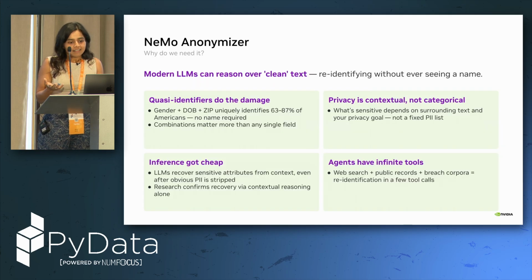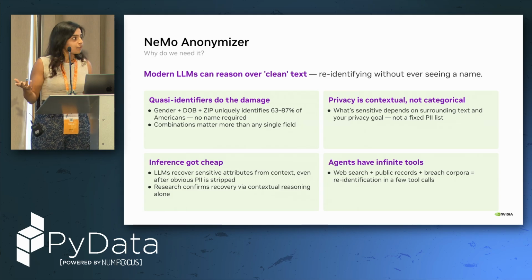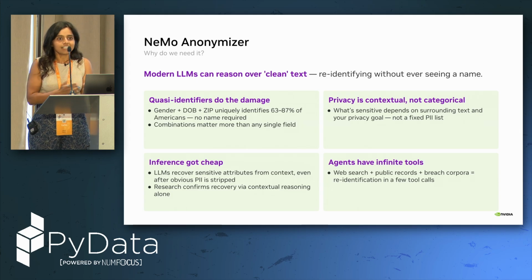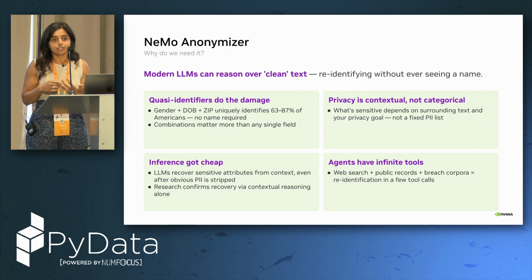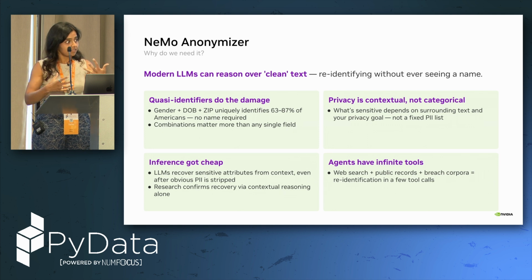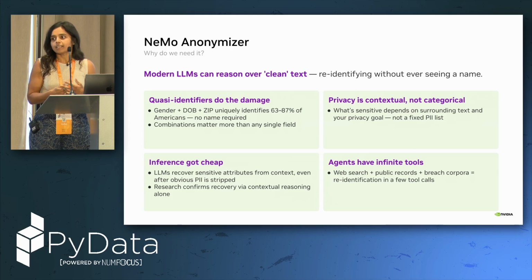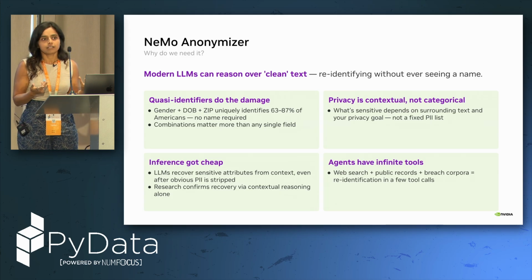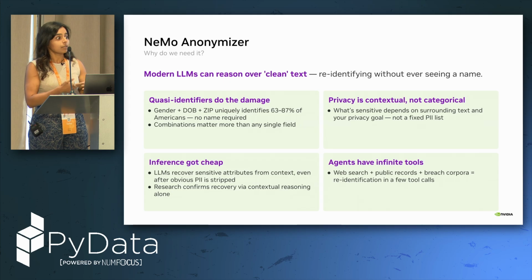Why do we need it? Hopefully you're convinced with that one example, but really it is that privacy is contextual. There are a lot of quasi-identifiers and data that do a lot of damage. Just combinations of different things can be incredibly revealing. And also in this day and age, when you're stalking someone on the internet, you and I meet, and I'm like, oh, who is this person? Do I really Google you? No, I just ask Claude, or I ask Gemini, who is this person? What do they do? How is their work relevant to me?